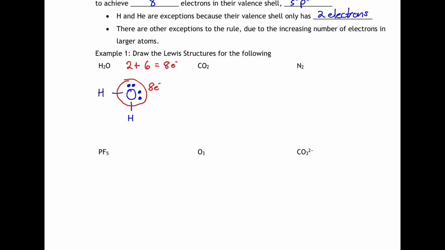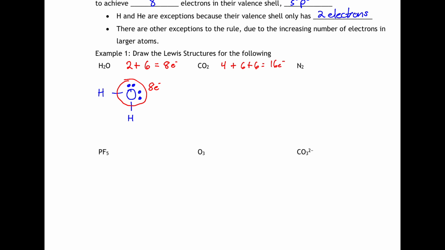We can do the same thing. We're going to go to carbon dioxide. It's going to be a little different. How many electrons does carbon bring to the table? Carbon brings 4. How many does each of the oxygens bring? They each bring 6. So I have 6 and 6. Altogether, that's 16 electrons. So in this case, I have 16 electrons to work with. A lot more.